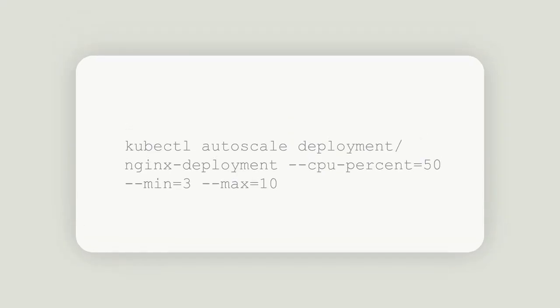One of the standout features of AKS is its autoscaling support, achieved through the Horizontal Pod Autoscaler or HPA. The HPA can automatically adjust the number of replicas based on CPU or memory usage. To set up autoscaling, you can use this kubectl autoscale command. This command configures the HPA to maintain CPU usage at 50%, scaling the number of replicas between 3 and 10 based on demand.